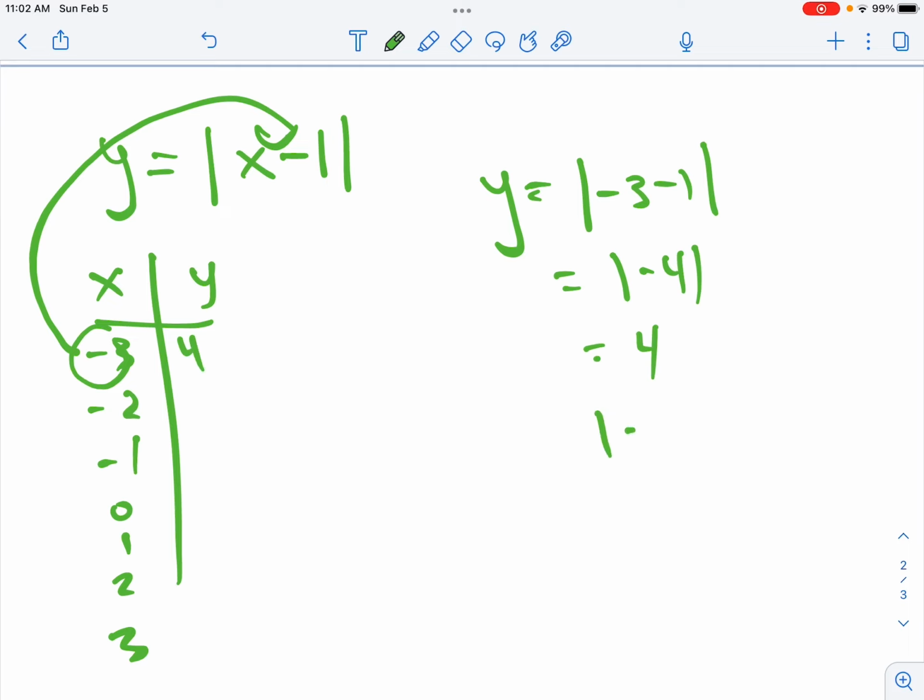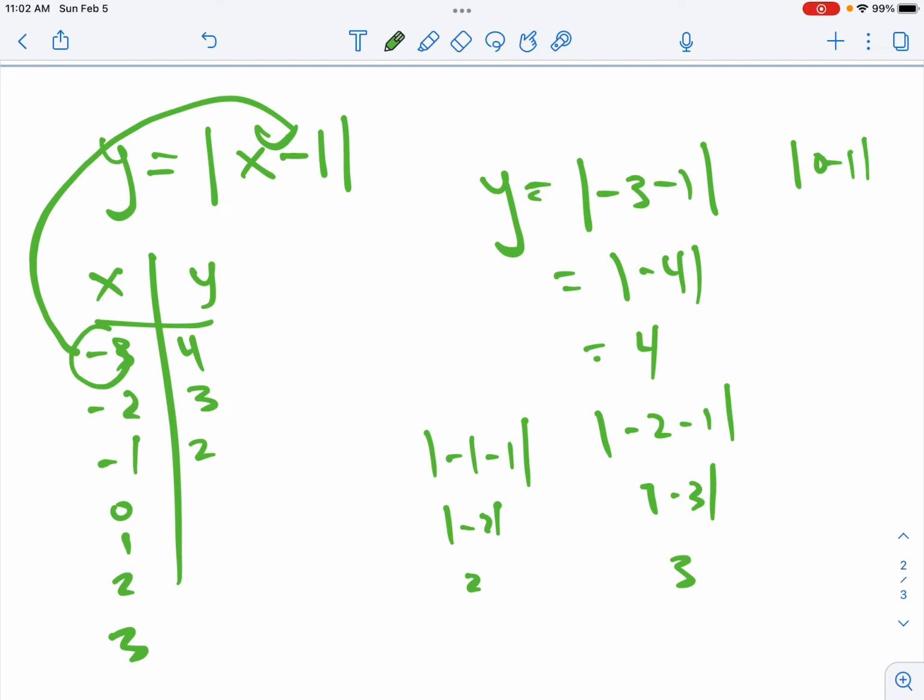Okay, it's a little unclear what's going to happen, right? But let's just keep on going, and we'll see. That's going to be 3. -1 minus 1, -2, that's going to be 2. Let's see, I'm kind of running out of space. 0 minus 1, it's going to be -1, it's going to be 1.